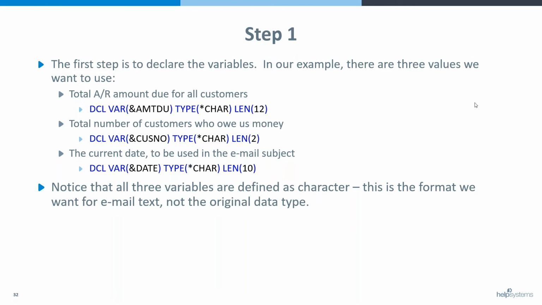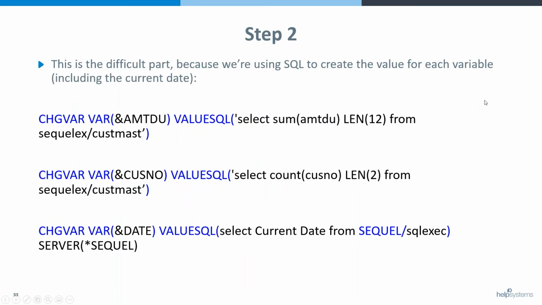The second step is to give the variables a value. So we're using the change var command, and again, this is all done in the script. Each one of these is in the script. You'll see that in a minute. You can use a calculation for this. I'm using an SQL statement, and again, very simple, just so that you can see how this works. Creating a sum and then a count and then the current date for each one of those.